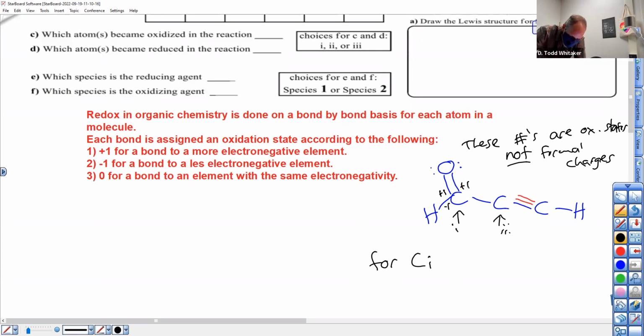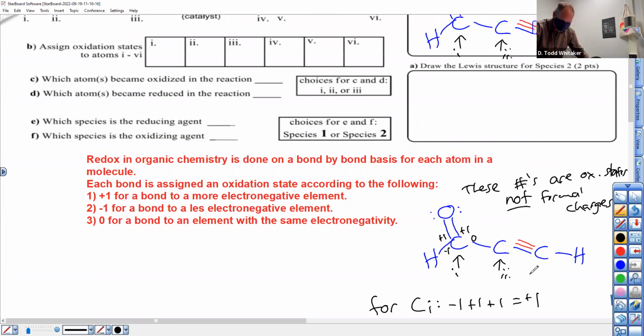What about the fourth bond from carbon to carbon with the same electronegativity? 0. Add them up, please. -1, +1, +1. Answer equals 1. Yes. Answer for atom 1 is +1. Here it goes. You ready? Where do you get that answer from? I think it's clear where I got it from.